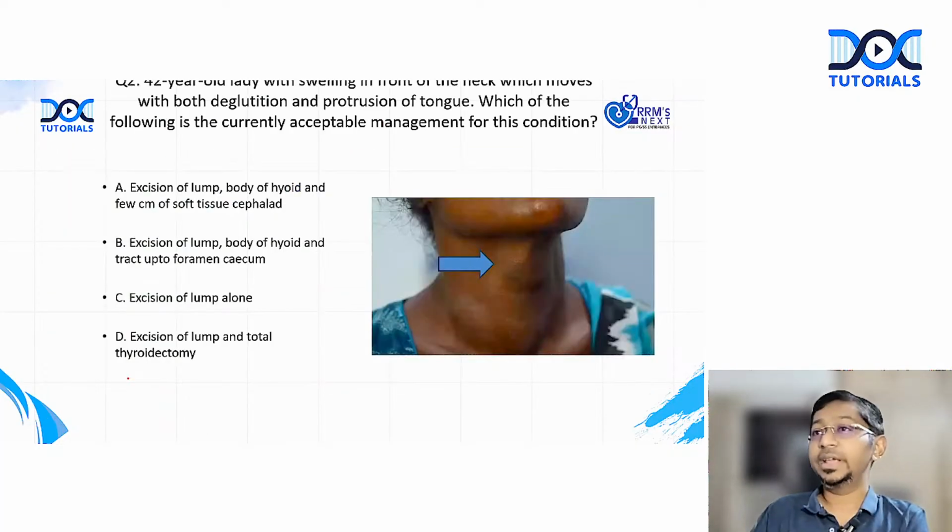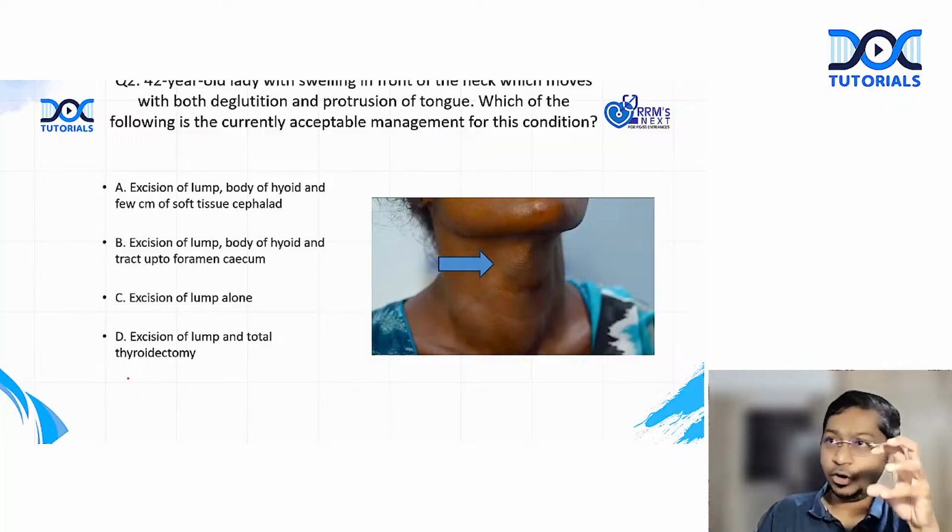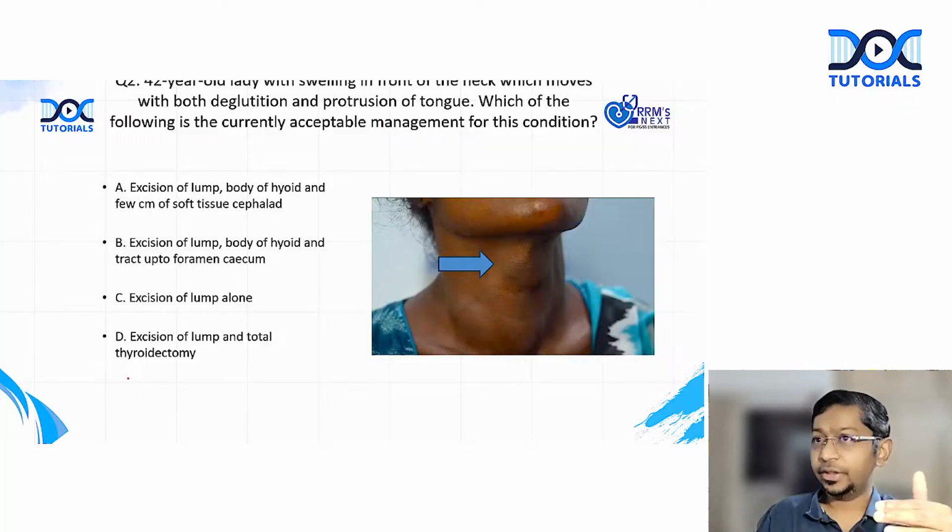So let's move on to the next question. Again, this is a clinical scenario. A 42-year-old lady presents with swelling in front of the neck. It moves with both deglutition as well as protrusion of the tongue. Which of the following is the currently acceptable management for this condition? They have given us the clinical scenario. You can see this clinical picture here. This is the midline swelling.